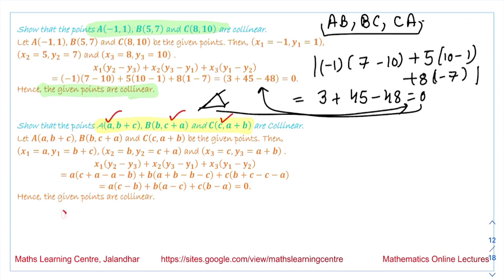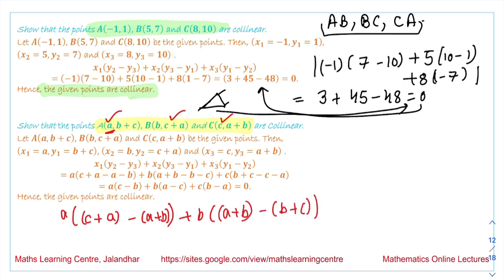So it is A into the x coordinate, then the value we will have is (C plus A) minus (A plus B). Then the next value will be plus B into (A plus B) minus (B plus C), and plus C into (B plus C) minus (C plus A).